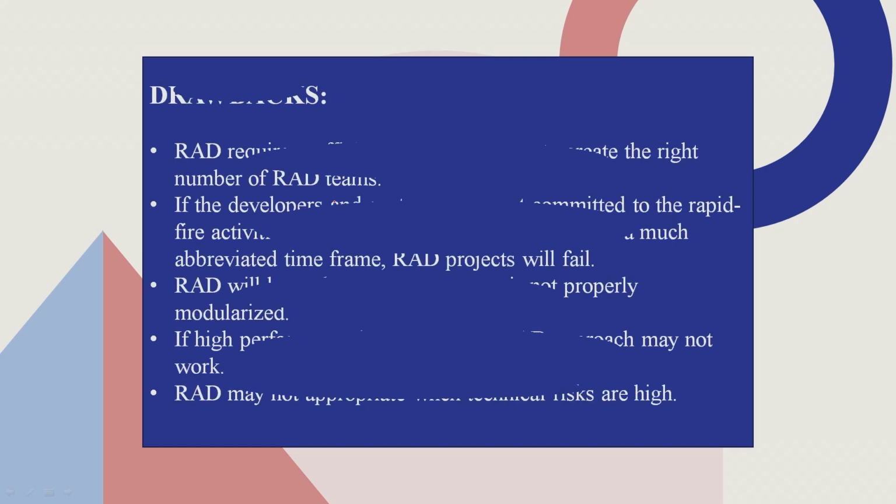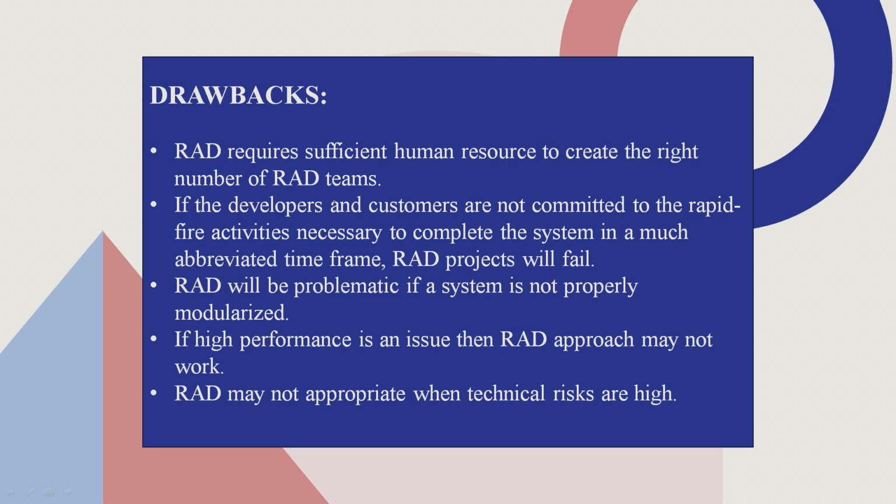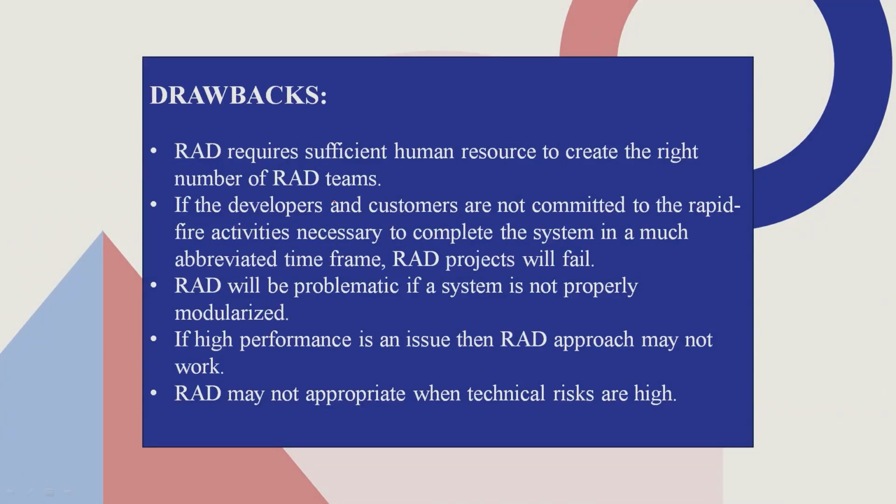Here comes the last part of the video, the drawbacks of rapid application development. It requires sufficient human resources to create the right number of RAD teams. We need a very large number of human resources to do this rapid application process model. If the developers and the customers are not committed to the rapid-fire activities necessary to complete the system in a much abbreviated time frame, RAD will fail. Obviously, the client side and the developer side should adapt to the rapid-fire activity.